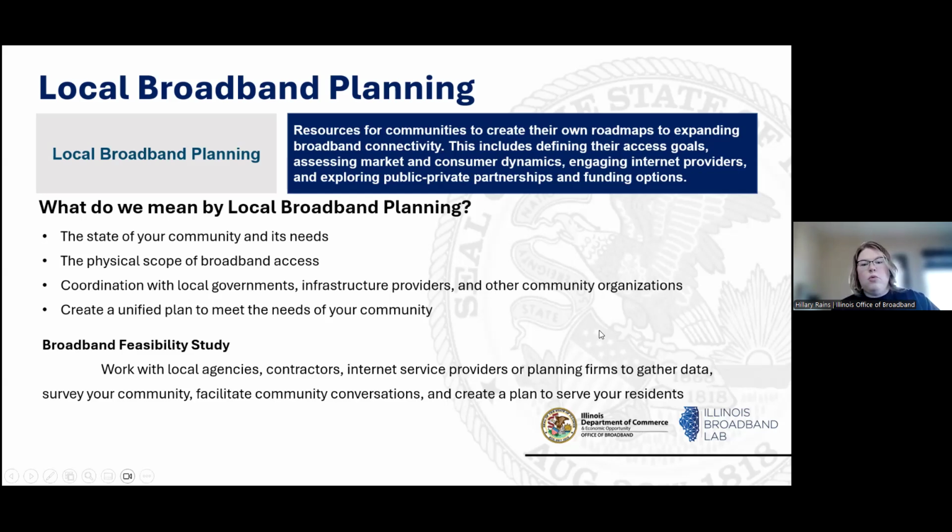So, what we recommend to be able to hit all of these things is to create what we call a broadband feasibility study. So this is something you can work with your local agencies, or you can hire contractors, planning firms. You can work with your internet service providers to gather data, survey your community, facilitate community conversations, and create a plan to serve your residents, right?